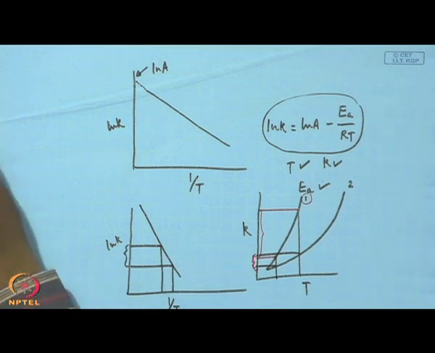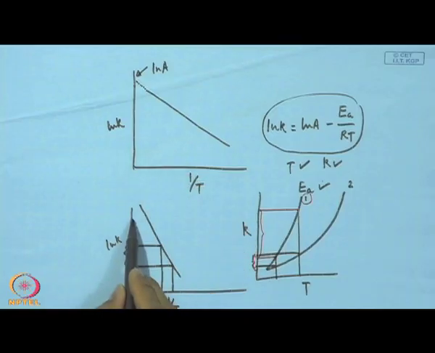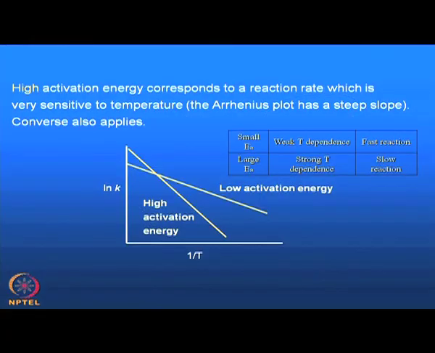So, and the other one you see, for the second graph, if you change the temperature, the change of k is not that much. So, in that case your slope is like this. If the slope is like this, it is not changing a lot, because a change of temperature does not lead to the same amount of change as it happened in the case of the steeper one. Okay. So, higher activation energy corresponds to a reaction rate which is very sensitive to temperature. So, very much temperature dependent.